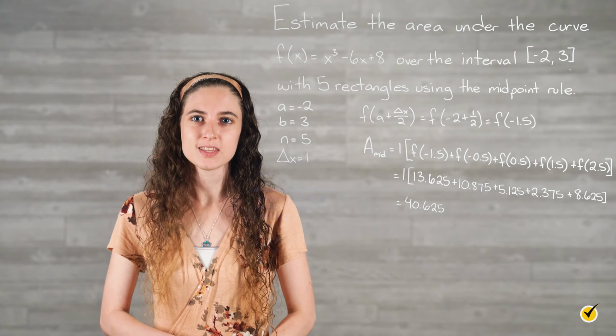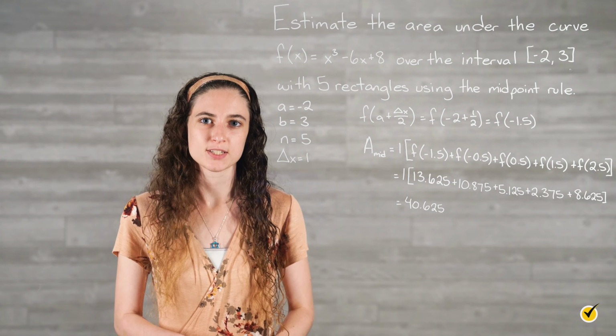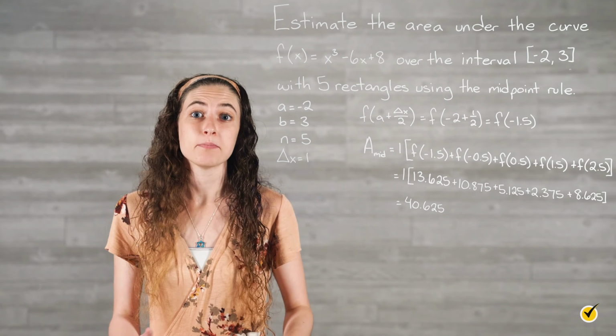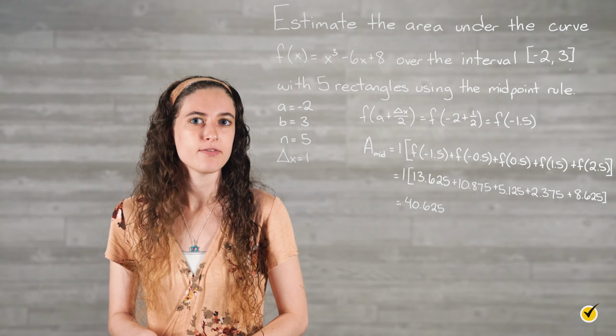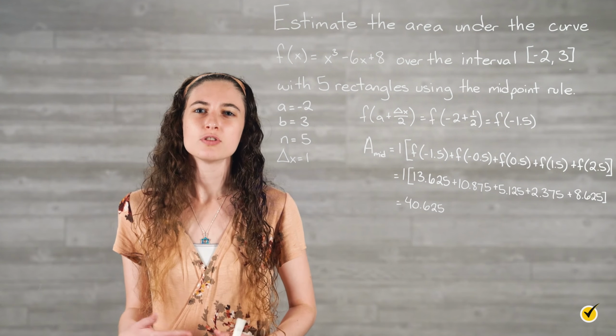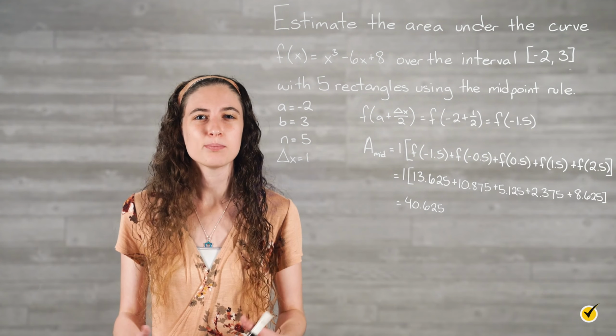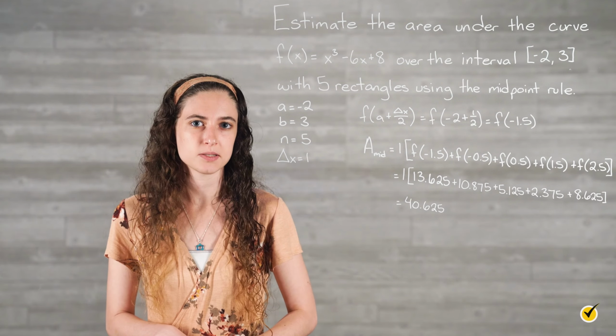So the area using the midpoint is equal to 40.625. For a quick comparison, the right Riemann sum is 45 and the left is 40. Notice how the midpoint estimate falls between, but not directly in the middle of the other two estimates.